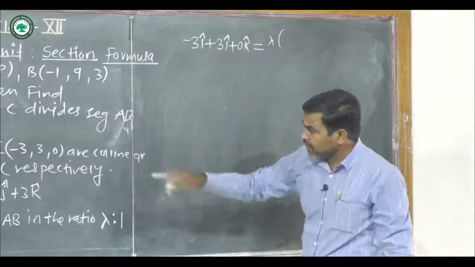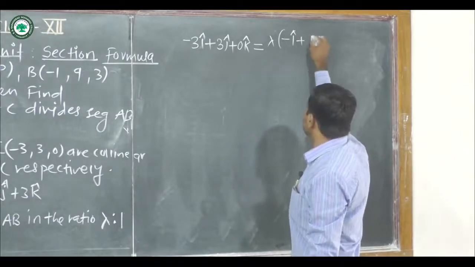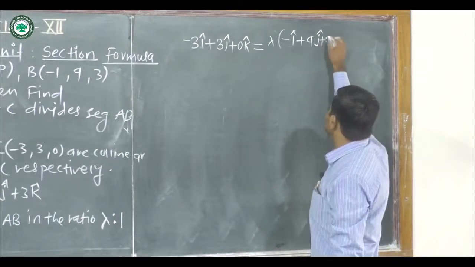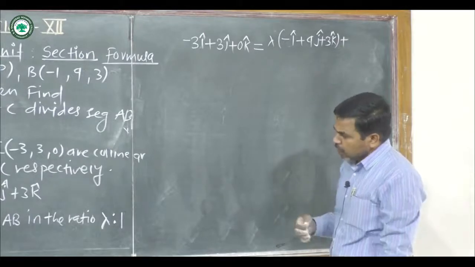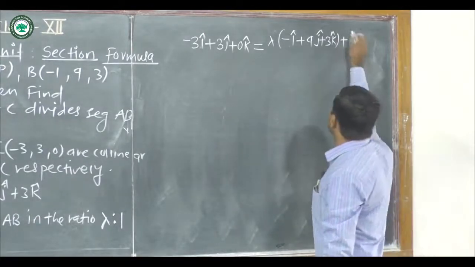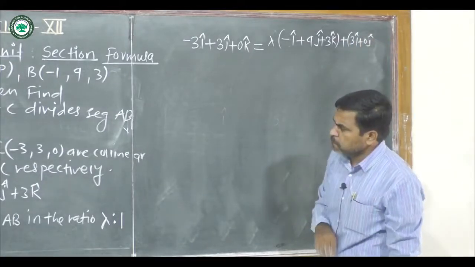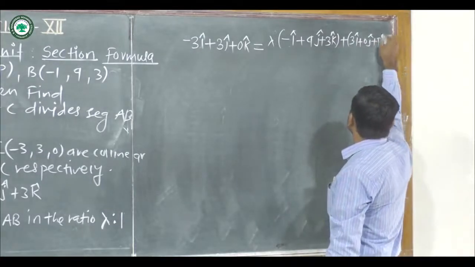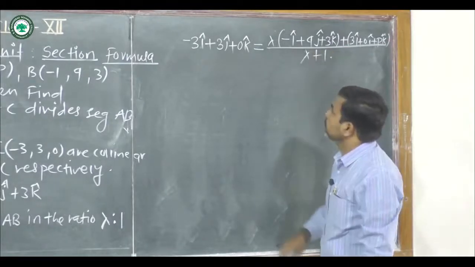What is b bar? Minus i cap plus q into j cap plus 3 k cap, plus 1 into a bar, and a bar is 3 i cap plus 0 j cap plus p into k cap, divided by lambda plus 1.